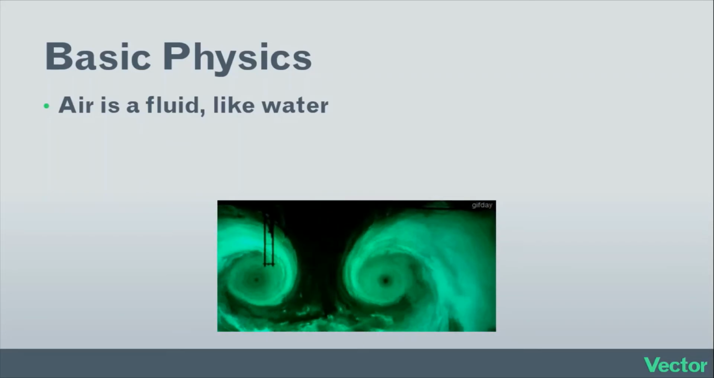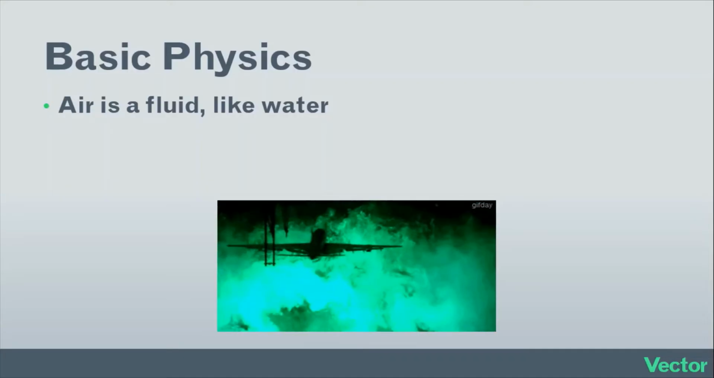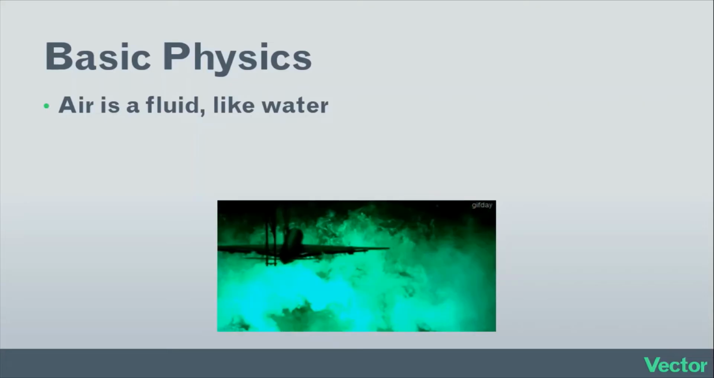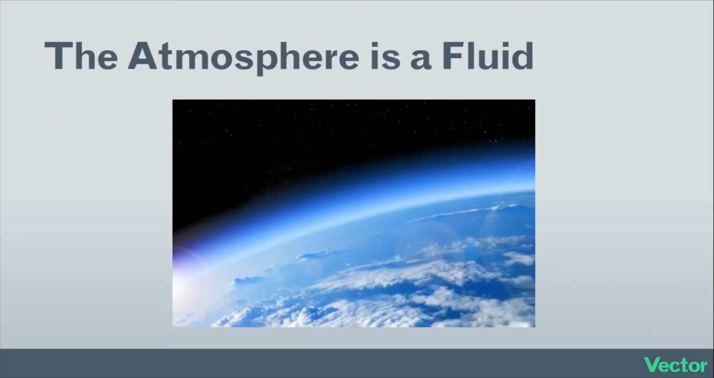So you could think of it just like how all the oceans and rivers sit on top of the Earth's surface and flow together as a whole. The atmosphere does the same thing. The atmosphere is just a layer of fluid that's sitting on top of the Earth's surface.